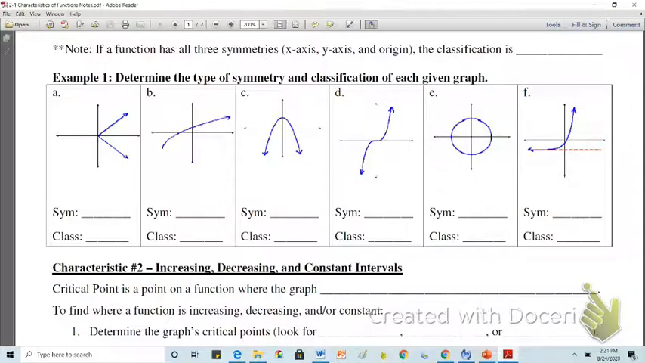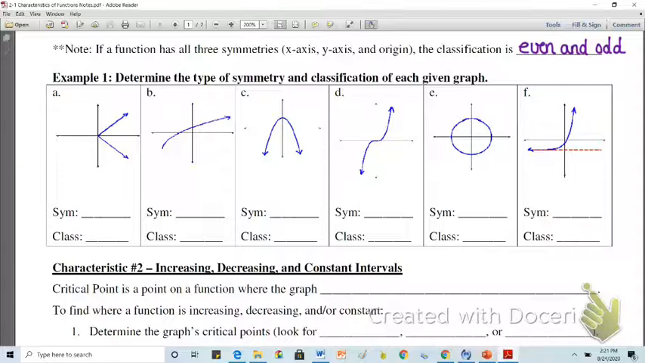Before I go on to example 1, there is one note I want to talk about. If a function has all three symmetries, x-axis, y-axis, and symmetry about the origin, we are going to classify it as both even and odd. There are not many graphs that have this classification, but there are a couple, and one we're going to look at in just a second.